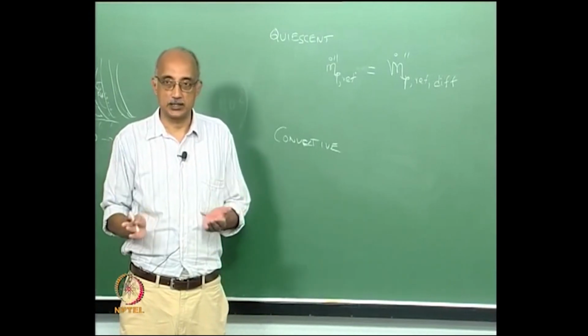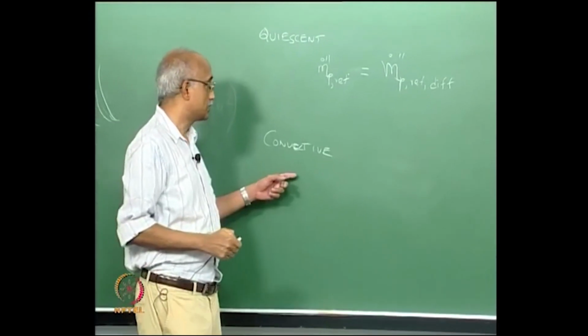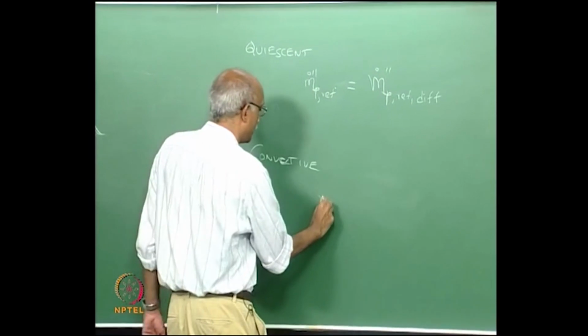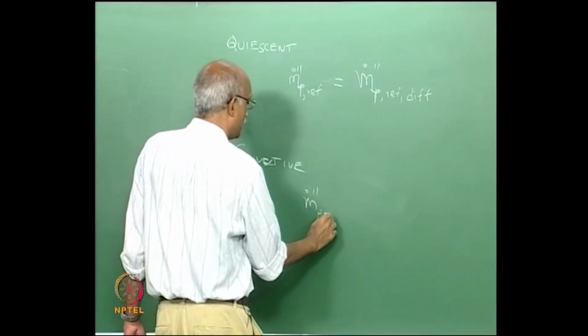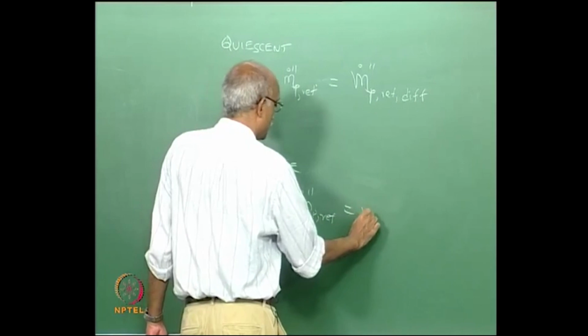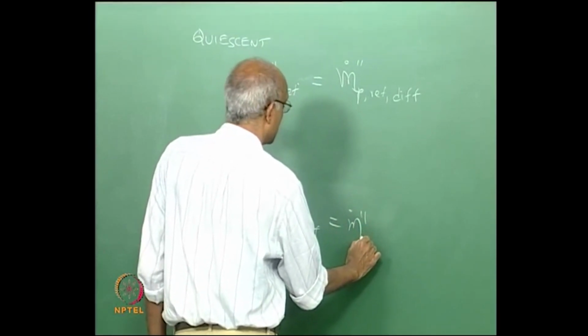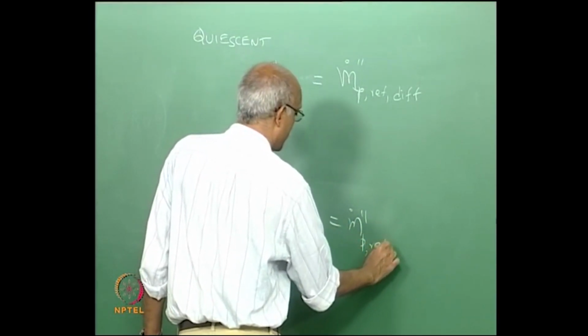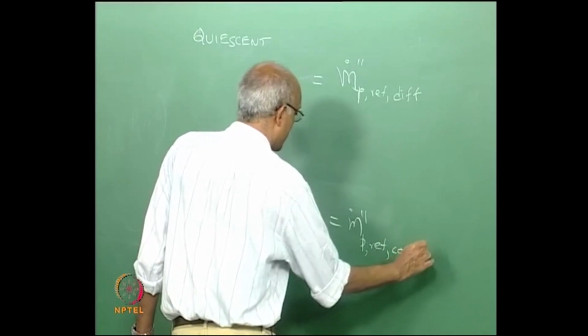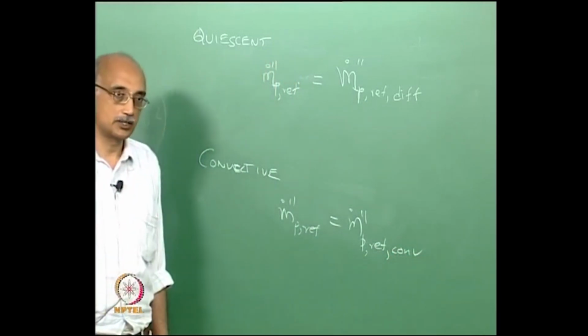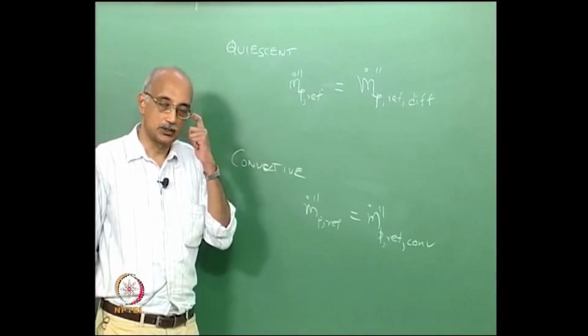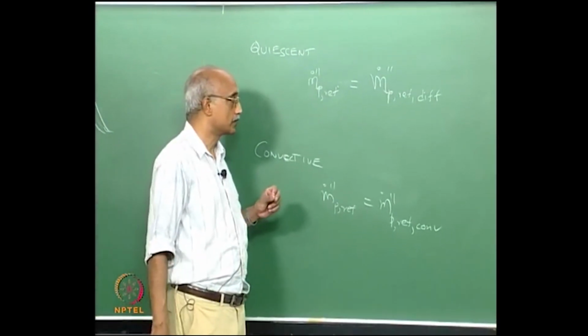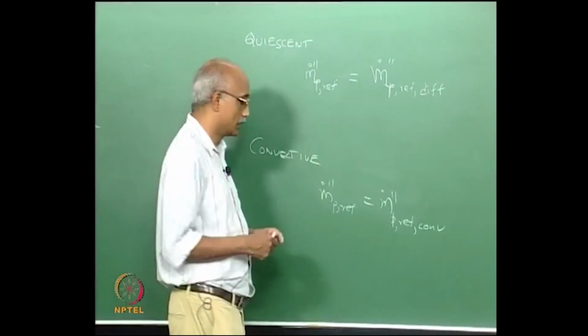So this will be an m_p dot double prime reference diffusive, because diffusion becomes the only prevailing transport mechanism if you have a completely quiescent system, whereas in the case of convective, your m_p dot double prime reference is a convective parameter, taking into consideration the fact that convection does play a major role. So what's the difference between these two?